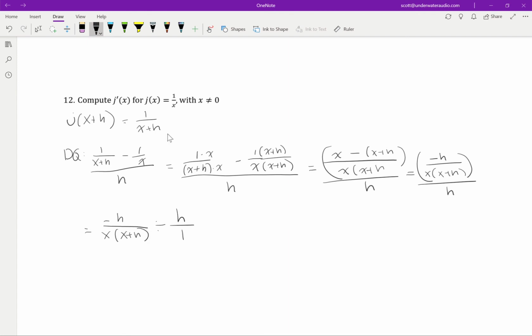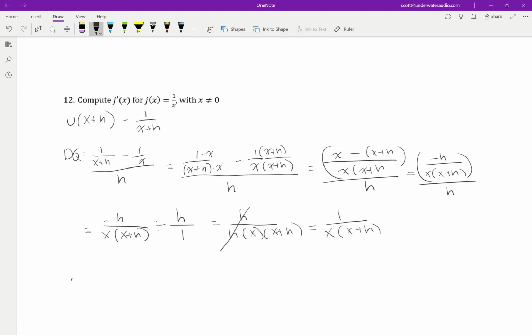So cross multiplying, I get an h on the top, and then an h over h times x plus h, which is nice because these h's are going to cancel. And then I get 1 over x times x plus h. Okay, so I simplified the difference quotient.